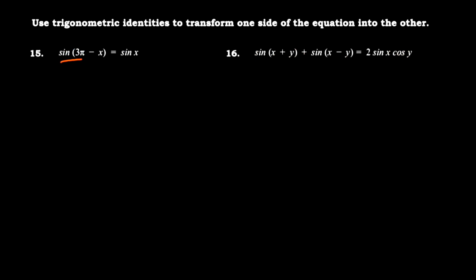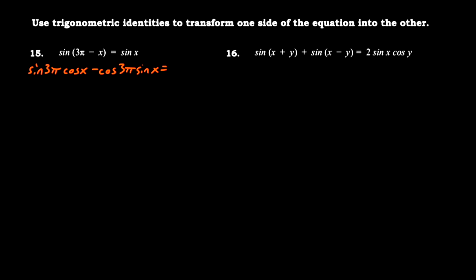In number 15, we're finally going to use a sum or difference identity. In this case, we have sine of 3 pi minus x, so I'm going to use a difference identity. Remember, they're written usually as like sine of u minus v, but that formula was basically sine of the first, so sine of 3 pi, times cosine of the second, so cosine of x, and then minus cosine of the first thing, so cosine of 3 pi, times sine of the second angle, so sine of x.